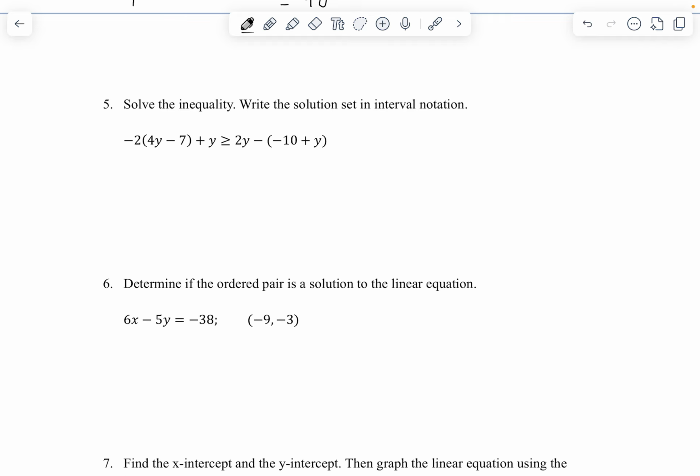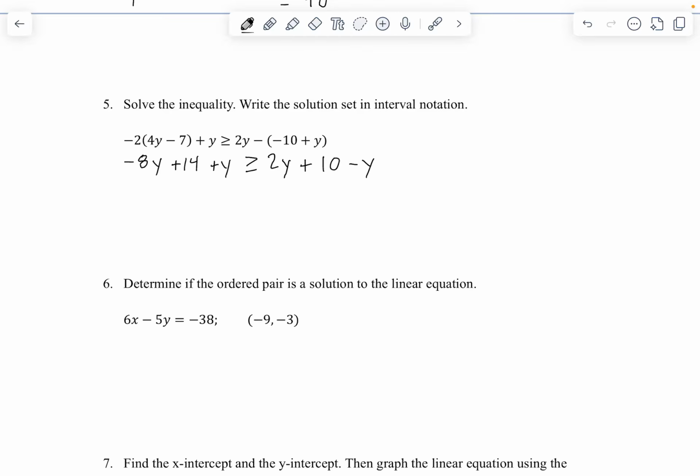I'll begin by distributing the negative 2 on the left. That gives me negative 8y plus 14 plus y. Then over here I have 2y, and I'm subtracting negative 10 plus y. Subtracting in this case, we could think of it as adding the opposite. So I'll do a plus, and the opposite of negative 10 plus y would be 10 minus y, right? You change the sign of each individual term. So it becomes plus 10 minus y.